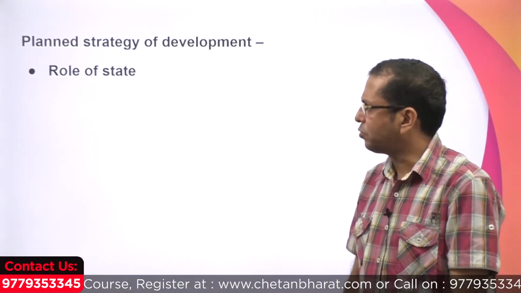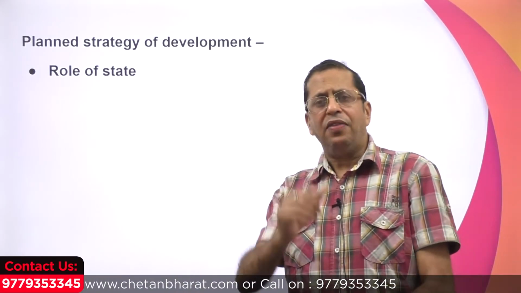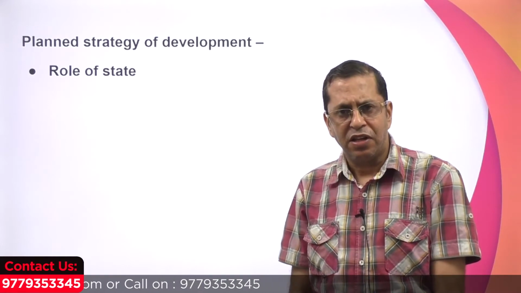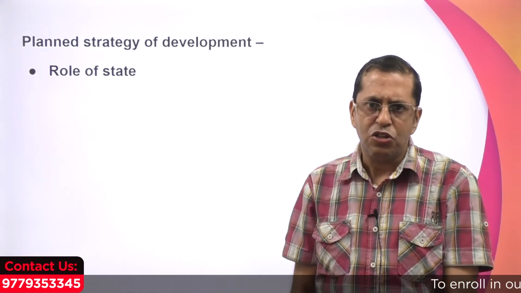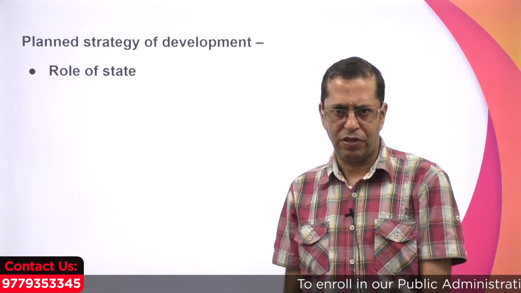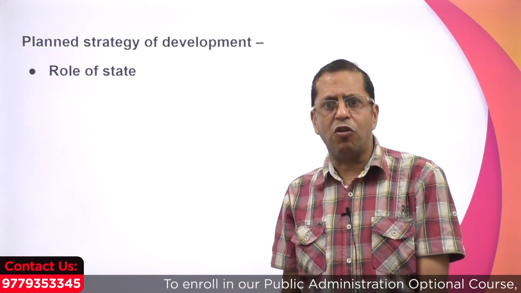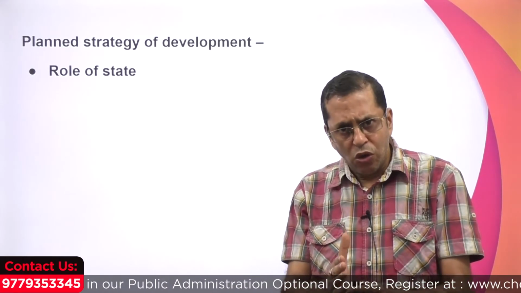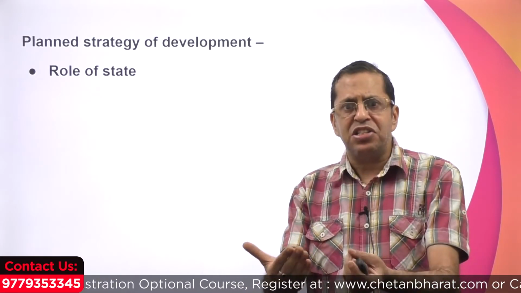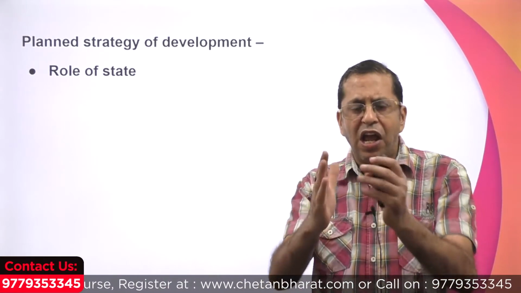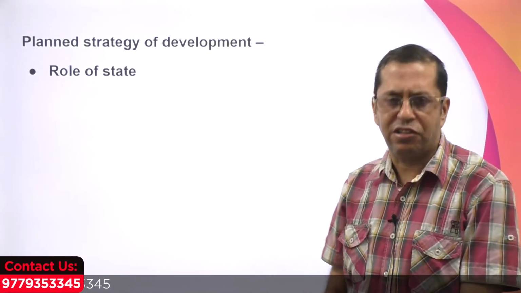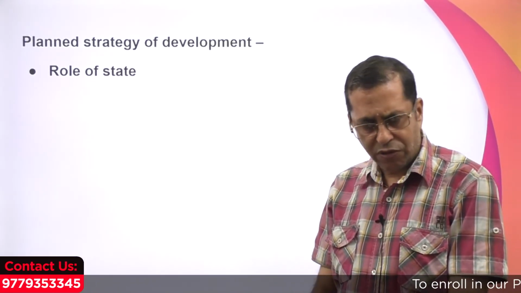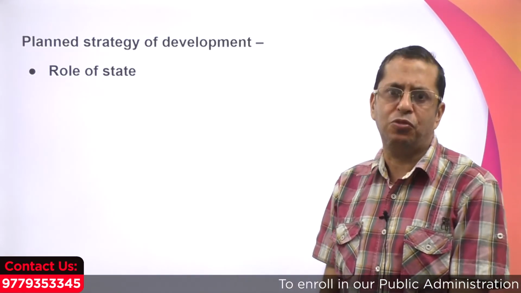Unit 5. At the time of independence, the main problem which India was facing was socio-economic backwardness. So the major challenge before the government at that time was to bring changes, to bring modernization and to remove socio-economic backwardness. For this purpose, government adopted a planned strategy, and a planning commission was constituted.